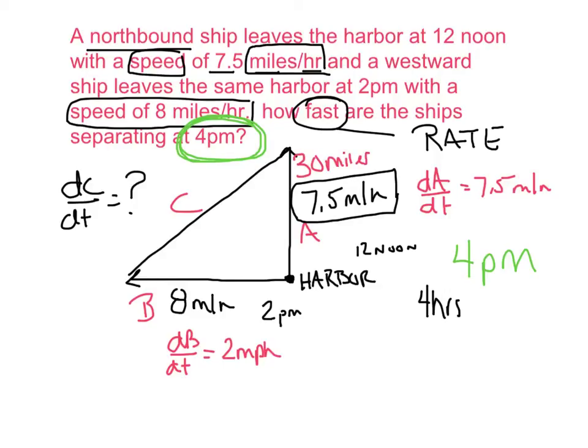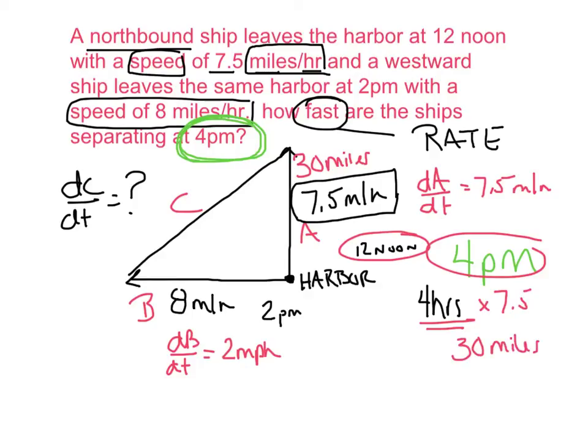Okay, so let me say that again. From 12 noon to 4 p.m., that was 4 hours, times 7.5 miles per hour, gets me a total of 30 miles. We're going to do something on the other side. We're going to say the same thing.